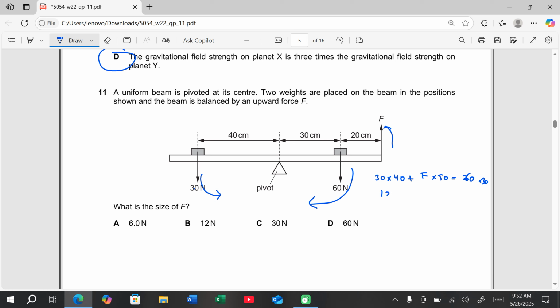So that is 1200, plus 50F, equals 1800. So 50F is equal to 600. So F is equal to 600 divided by 50. That's 12. So F is equal to 12 Newton.